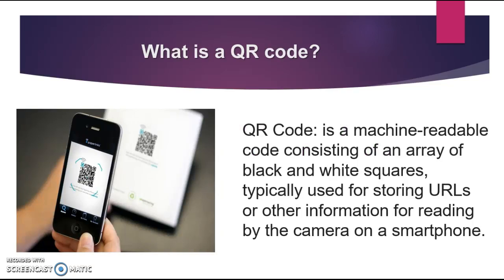What is a QR code? A QR code is a machine-readable code consisting of an array of black and white squares, typically used for storing URLs or other information for reading by the camera on a smartphone. For the rest of my PowerPoint slides, in the left corner will be the QR code for everything discussed in this presentation. They can be used for quick responses. If you have a smartphone, you can easily scan the QR code with a QR reader, and it will open up on your smartphone or device a website, image, etc.